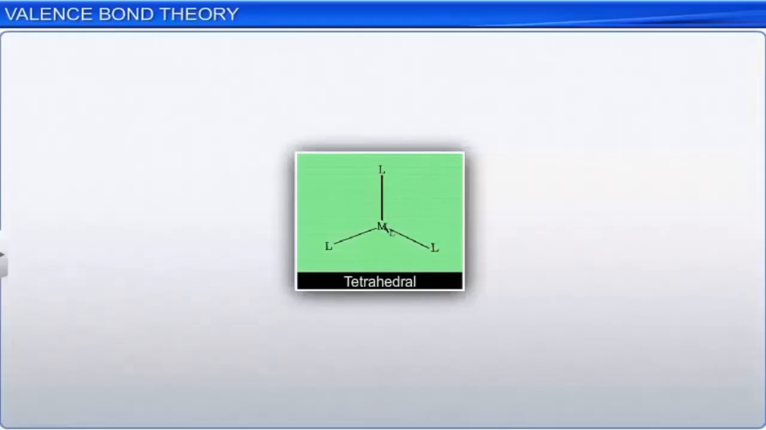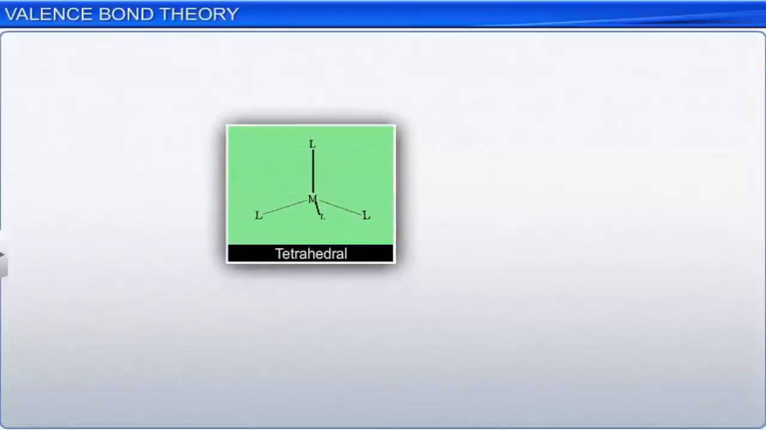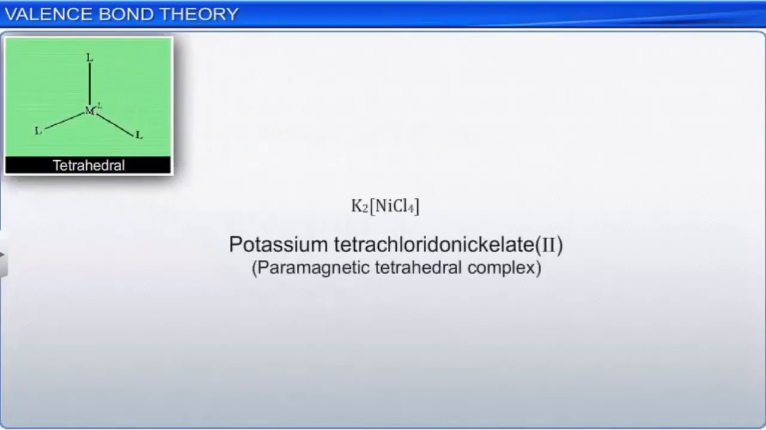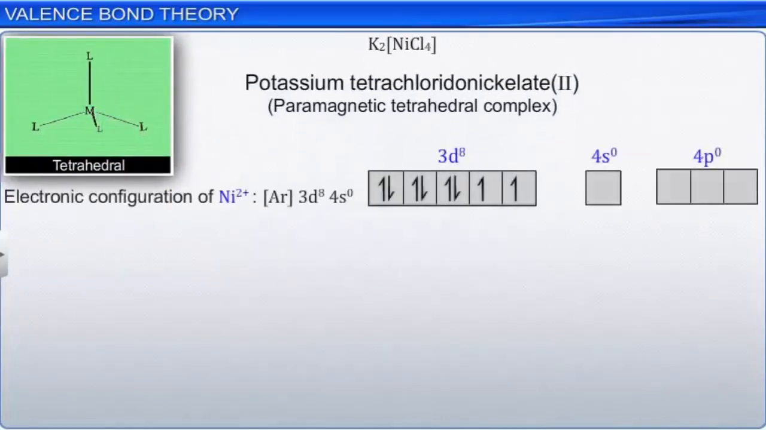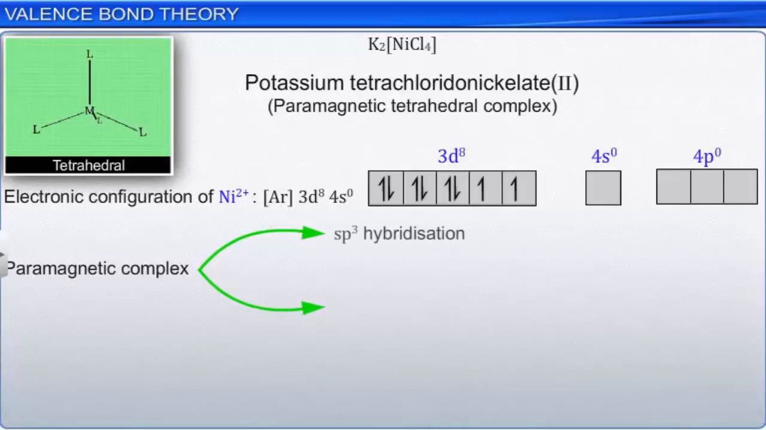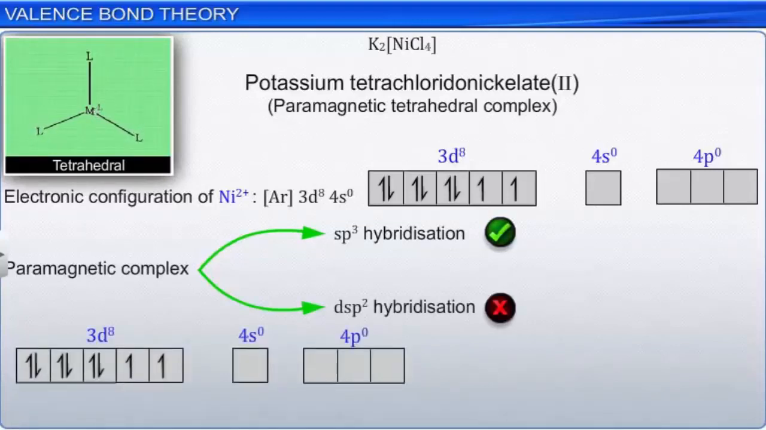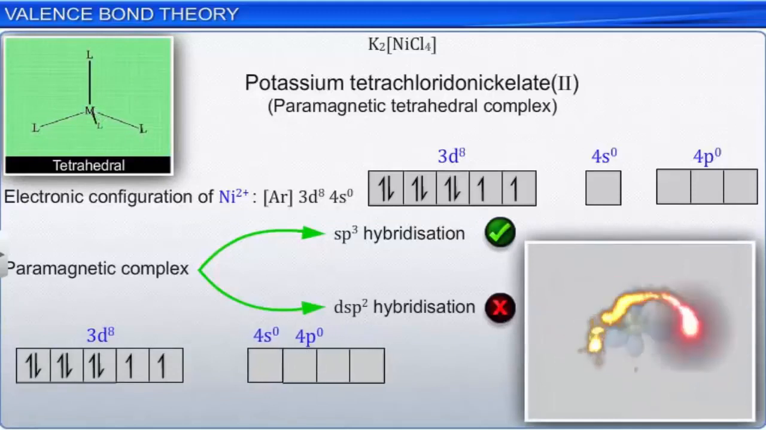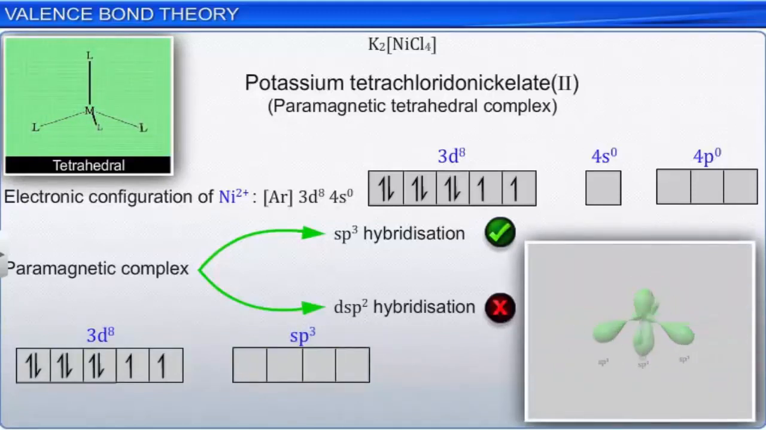We will first examine a paramagnetic tetrahedral complex, potassium tetrachloridonickelate(II). In this complex, nickel is in +2 oxidation state and thus has the configuration of argon 3d8. The complex can be paramagnetic only if nickel undergoes sp3 hybridization and not dsp2 hybridization. Thus, the 4s and 4p orbitals hybridize together to give a set of 4 sp3 hybrid orbitals.